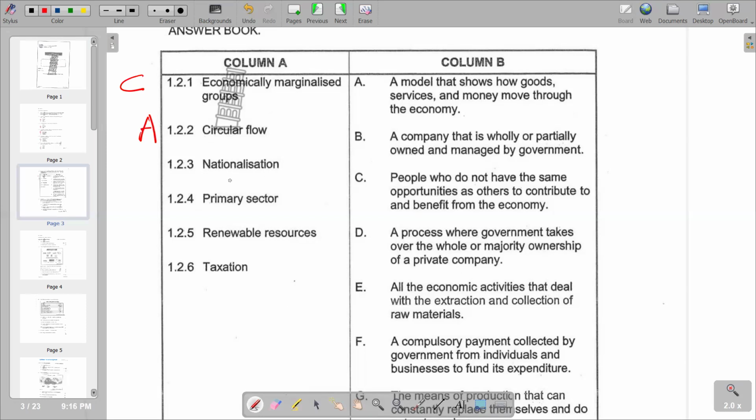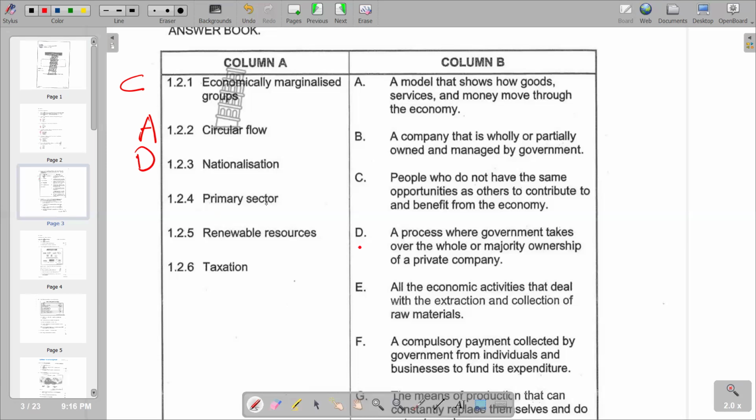Then 1.2.3 reads nationalization. And obviously, nationalization is just a conversion in terms of ownership, when ownership is shifting from being privately owned to being government owned. Then it becomes a nationalization. So we try to see again the explanations that match that. If you go to D, saying a process where government takes over the whole or majority ownership of a private company. So basically, we have D.